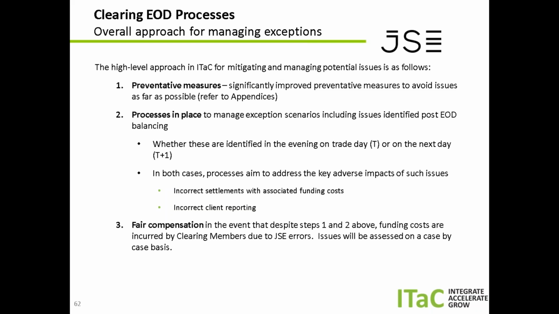Then processes in place to manage exception scenarios. So depending on when it is identified, in both cases, processes aim to address the key adverse impacts of such issues. So as I said, incorrect settlements, main issue to solve, and incorrect client reporting. And then obviously the JSE would consider fair compensation in the event that 1 and 2 above fail and funding costs are incurred by the clearing members due to JSE errors. And issues will be assessed on a case-by-case basis.